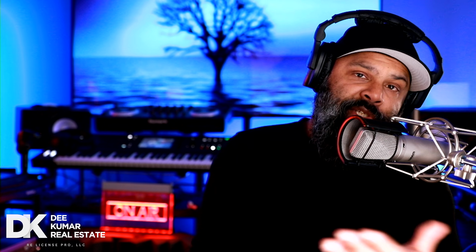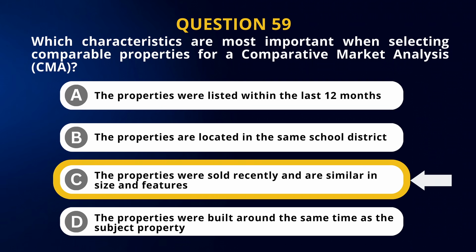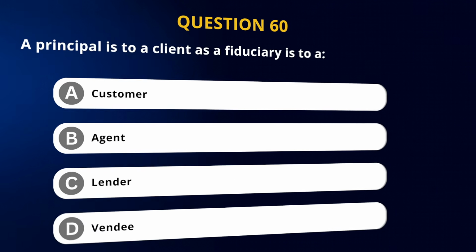Some of them, the school district thing, was kind of off. But obviously school systems are an important thing. So maybe the writer was thinking, hey, if I put that in there, maybe they're thinking about school districts, et cetera. And people make buying decisions based off of schools and school systems. But the real important thing here when we're comparing it to other properties is the recency of the sale and the similar features and size.